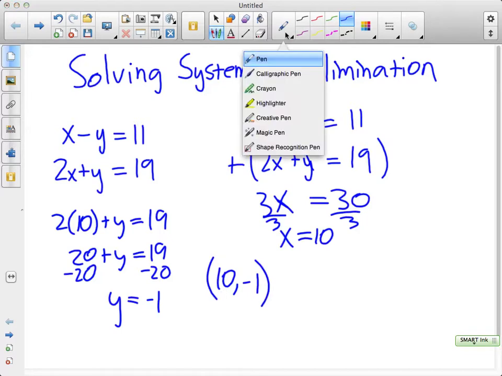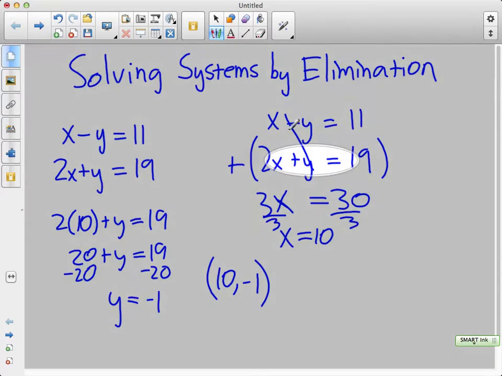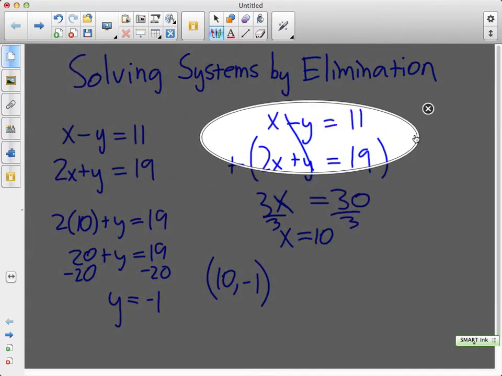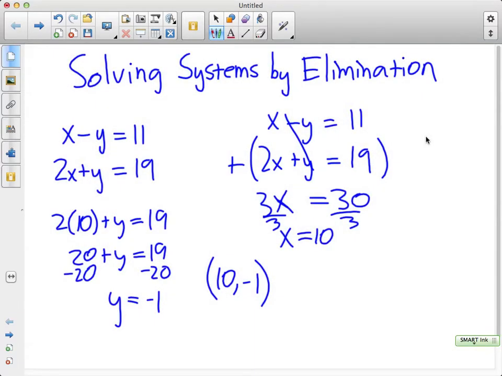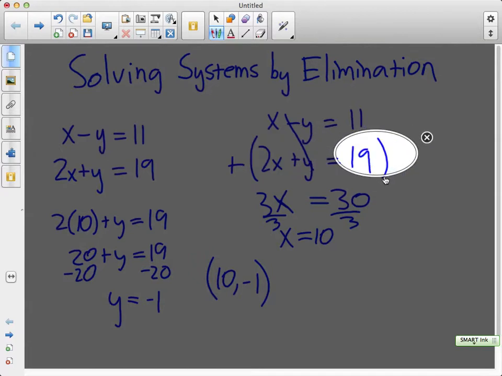Now, a lot of you at this point are probably wondering, why can you do this? Because you're always told you've got to add the same thing to both sides, right? And we didn't add the same thing to both sides. We added 2x plus y on one side, but we added 19 to the other side. Why do we get to do that? It's because even though on one side we added 2x plus y, and on the other side we added 19, those two things are equal.